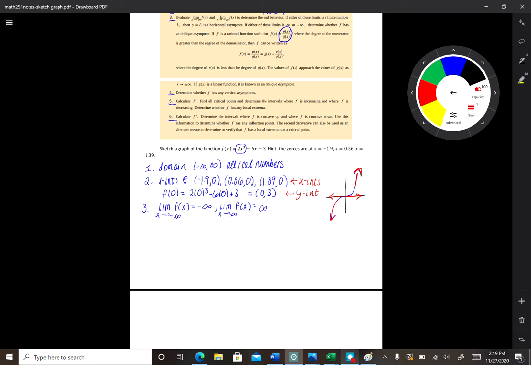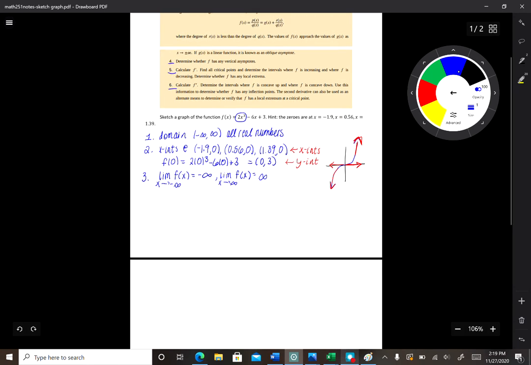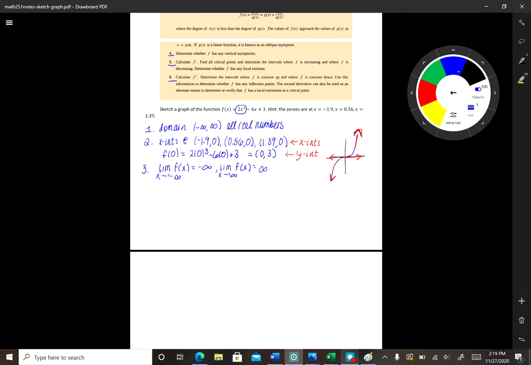Next, we need to determine if our function has any vertical asymptotes. In this case, since it's just a polynomial, we do not have any vertical asymptotes. But if you had, say, a rational function, so a function on top of another function in a fraction, then to find where the vertical asymptotes are, you would set the denominator equal to 0.